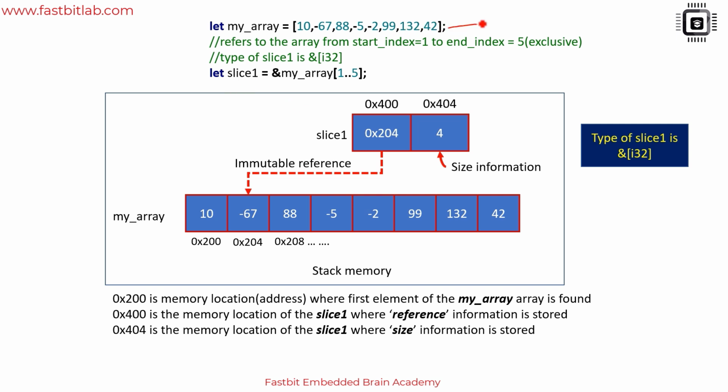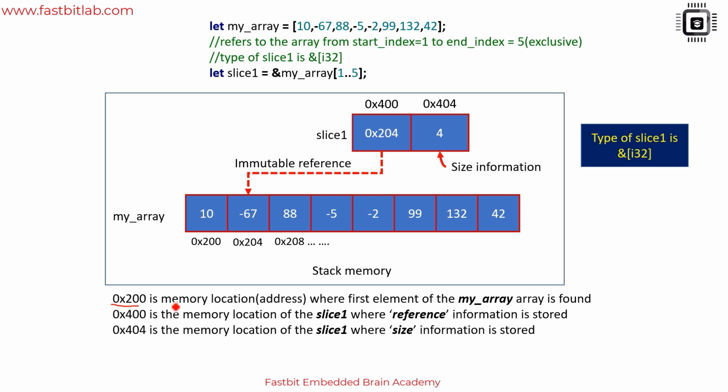We know that the type of this array is [i32; 8]. This is the type of this array, and the type of this is &[i32]. That's the type of this slice. Please note that this is an immutable borrow. Hence, you can say that this is an immutable reference. This slice cannot use this reference to modify the referent. The referent is, in this case, my array.